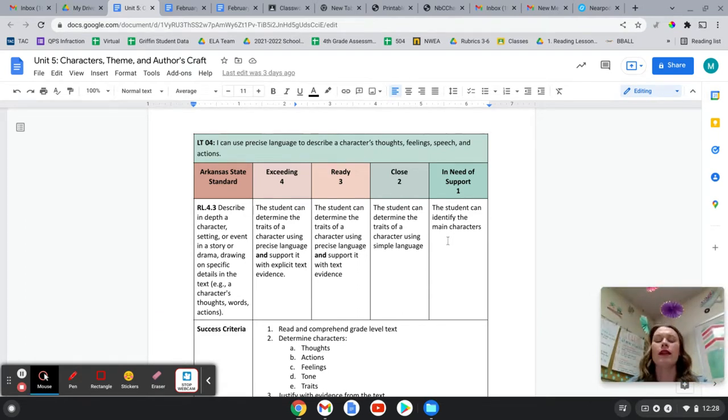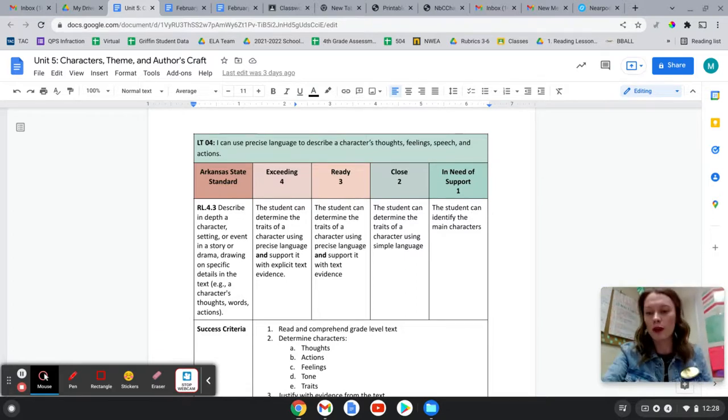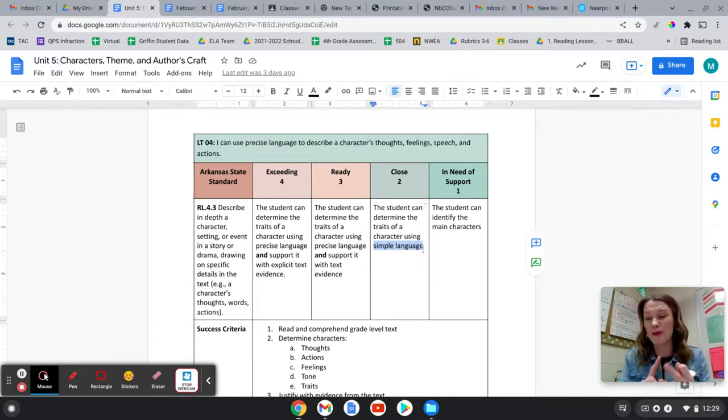So to get a one, that just simply means you know who the main character is, which I'm hoping that we all can recognize. I'm thinking that some of us may hang out right here at a two, because we're still going to describe our character, but we're going to use simple language. So that's going to be like that sad, mad, scared. Okay. But if you want to push yourself to that three, that means you're going to describe your character with precise language.